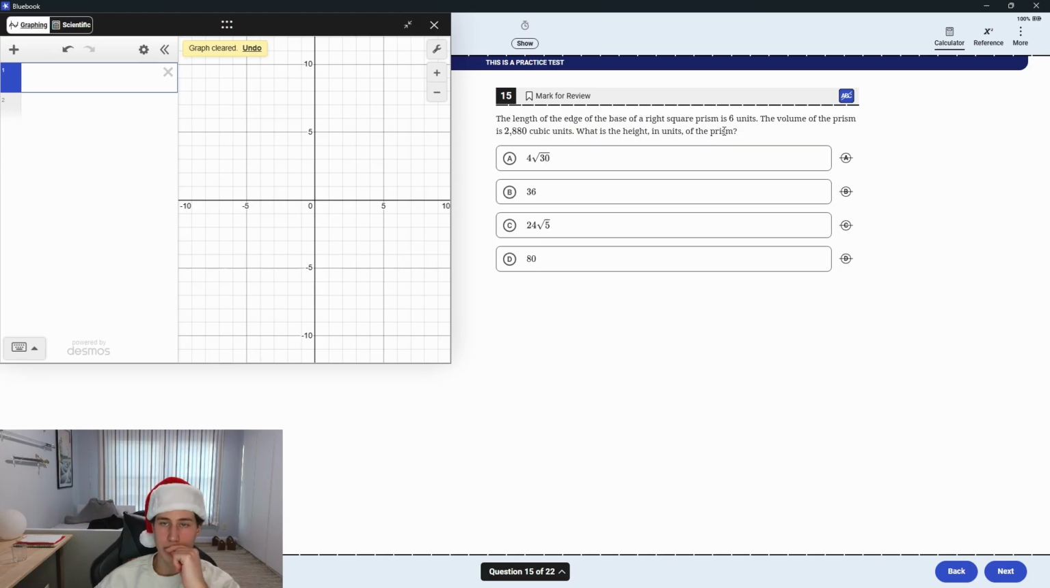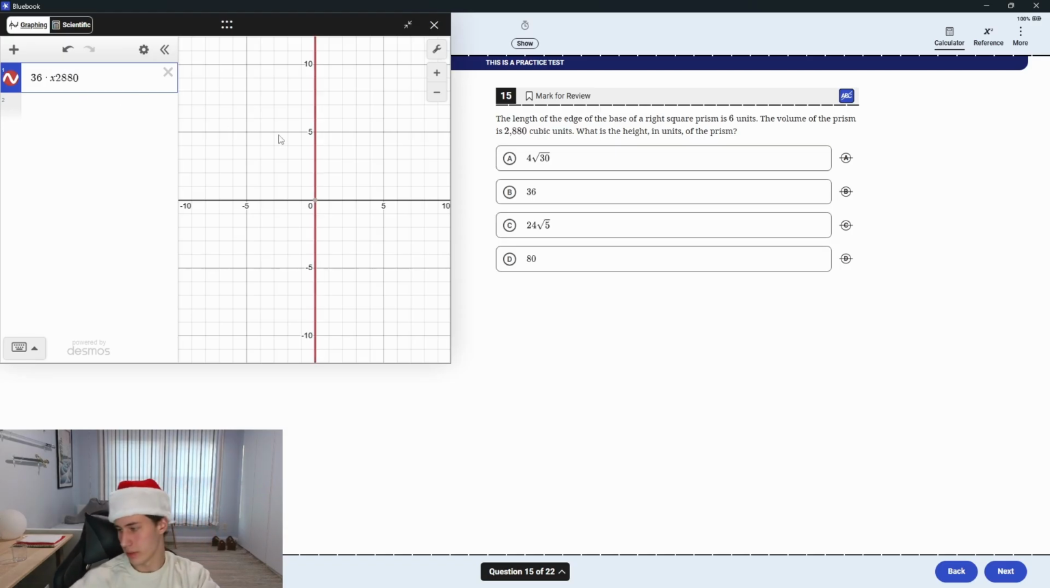The length of the edge of a base of a right square prism is 6 units. The volume is 2,880. What is the height of this prism? So a prism, as you essentially know, is like a box. So if we know the volume is 2,880, and we know that for a box it's length times width times height. So the length of the edge of the base, if it's a square, means its length and its width are the same. So in this case, it's 6 times 6, which is 36, times x equals 2,880, because that's its volume.